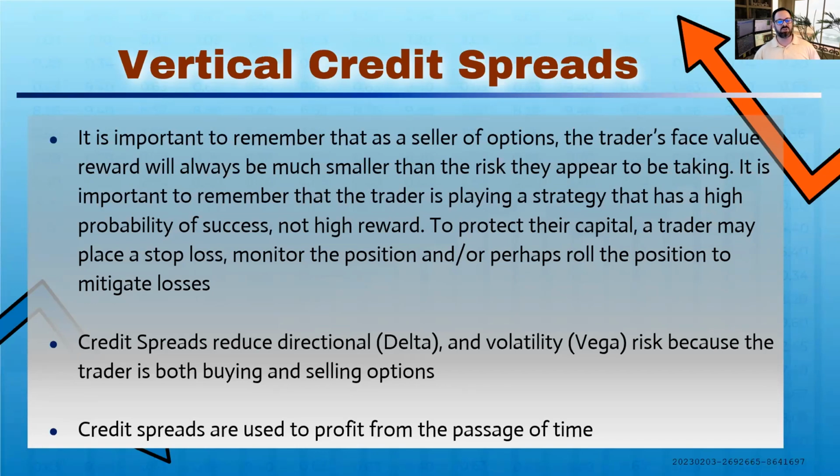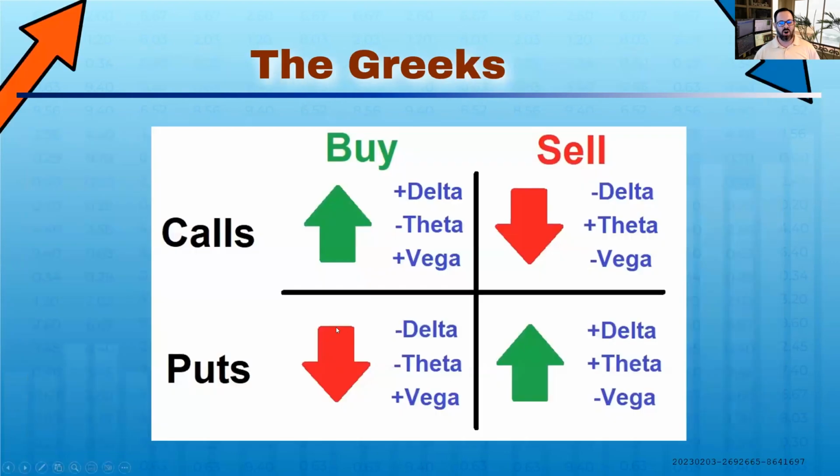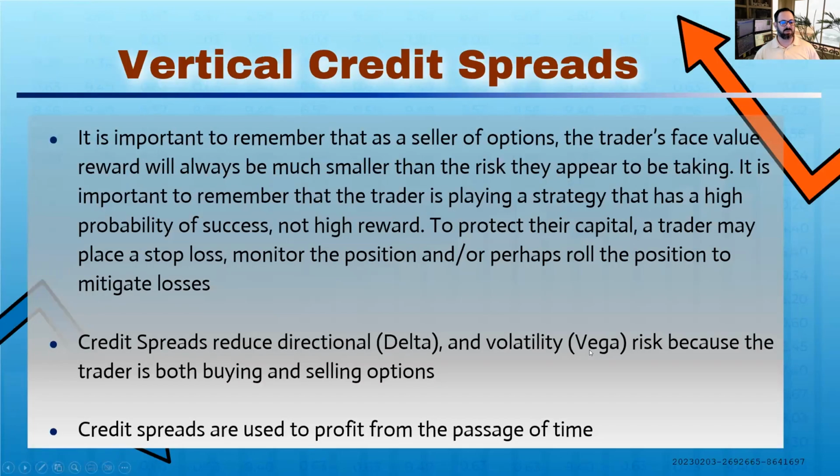Anyway, the credit spreads can reduce directional risk and volatility risk because you're going to be buying and selling options at the same time. Remember, going back here, you're going to be on both sides. If you're buying and selling, you're going to be neutralizing some of these. And we'll talk about how we do that. Credit spreads pretty much are profiting maybe from volatility collapsing, but mostly from the passage of time. So if you're worried about getting crushed on volatility, you could try to take the Vega out of the equation. And we're going to talk about how we do that.